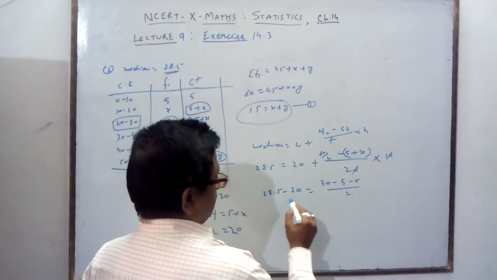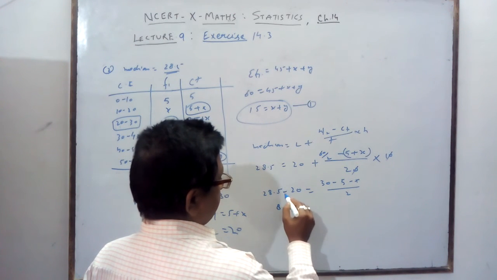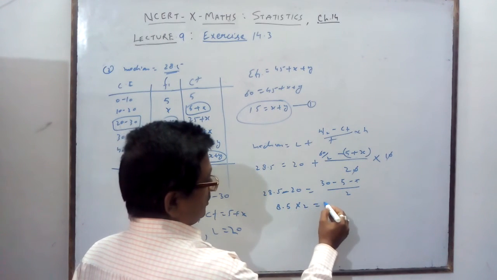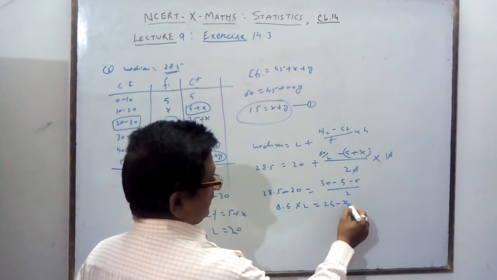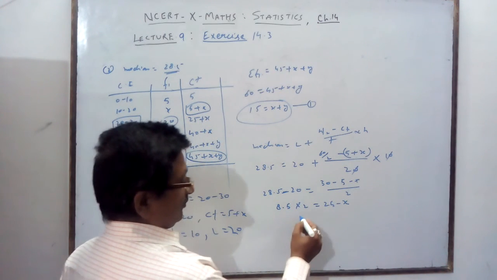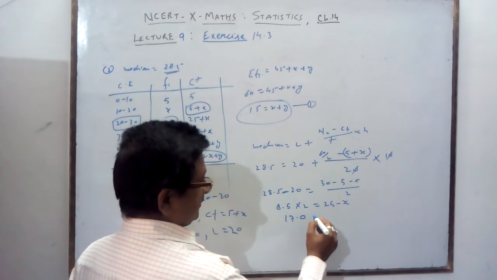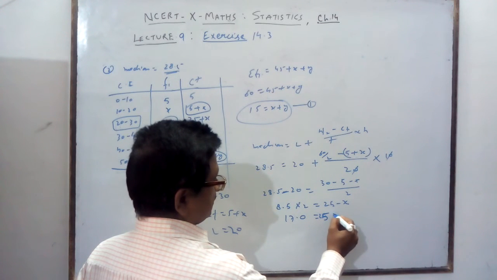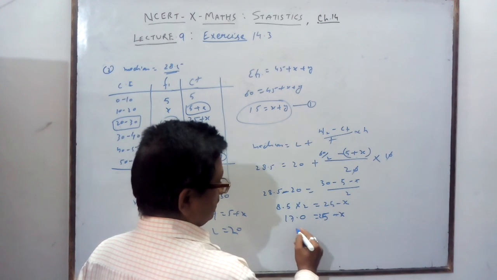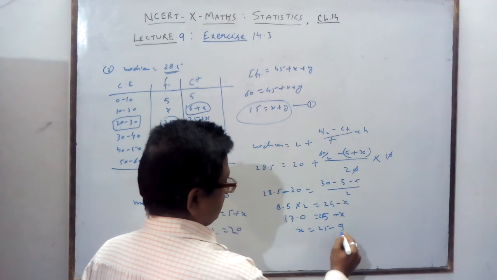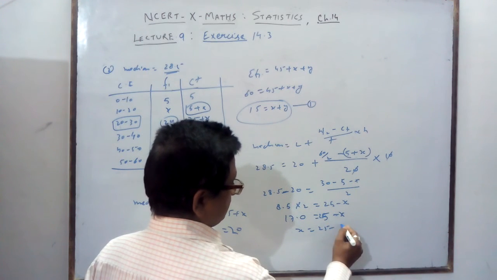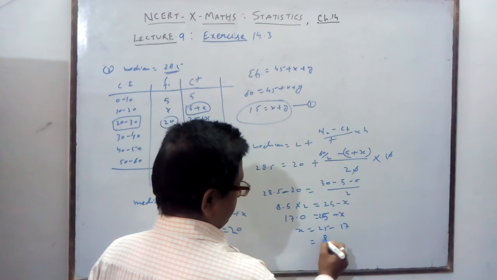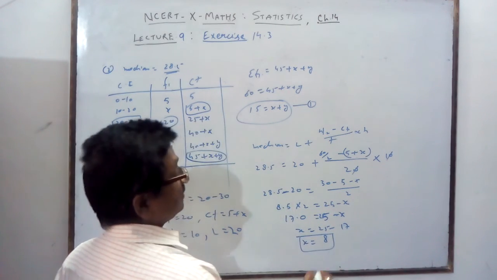So 8.5, 28.5, 8.5 into 2 is equal to 25 minus x. 2 5s are 10, 2 8s are 16 and 1, 17 is equal to 25 minus x. X will transpose this side. So x is equal to 25 minus 17, 8. What are you getting x? 8.